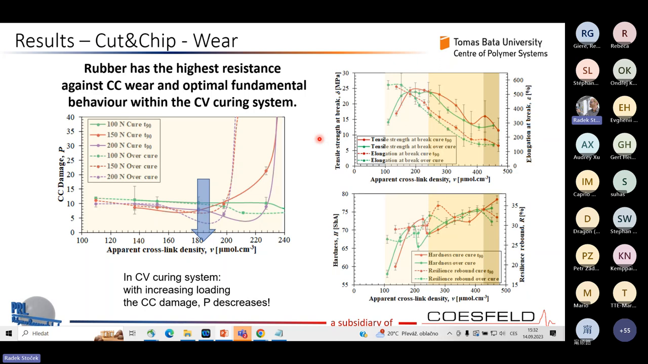And we are working on a next study where we are now not varying the content of accelerator, but varying the content of sulfur. And we will see what the data are. Then finally, I will present this as well within some future webinar.